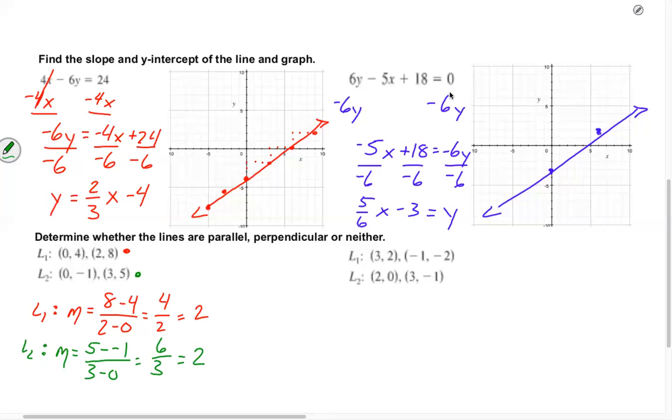What are they? Parallel. Parallel. L1 is in blue. -2 minus 2 over -1 minus 3. -2 minus 2 is -4. -1 minus 3 is -4. And that's 1.